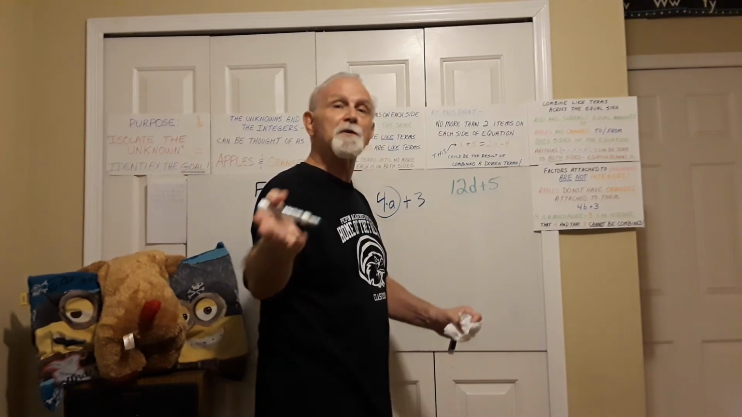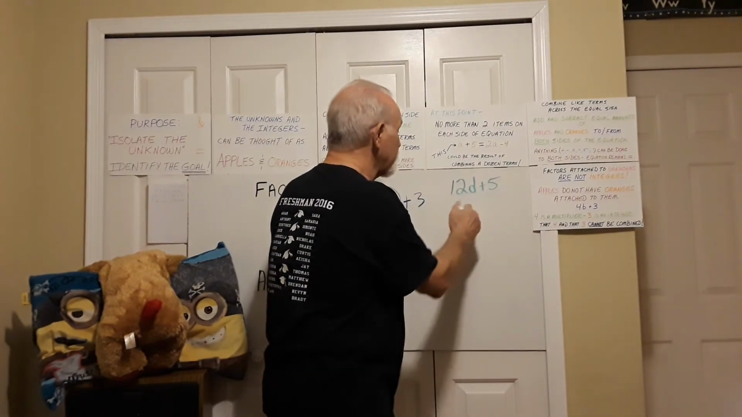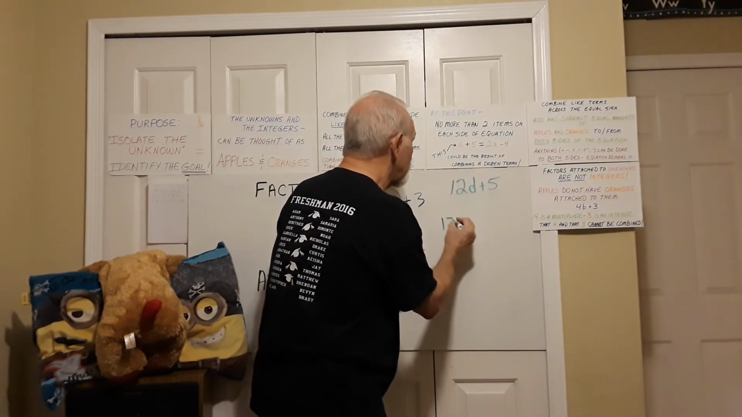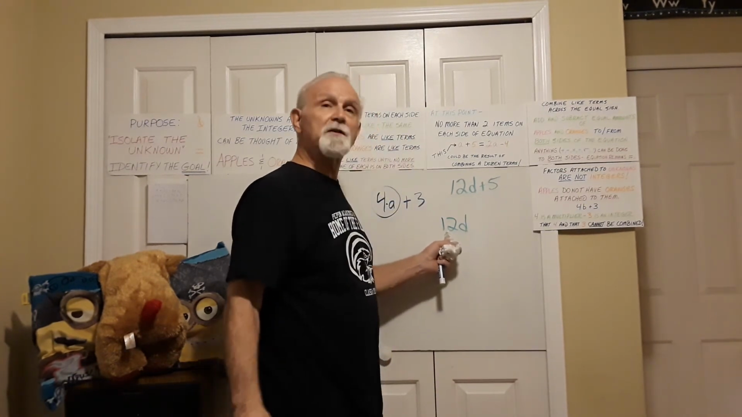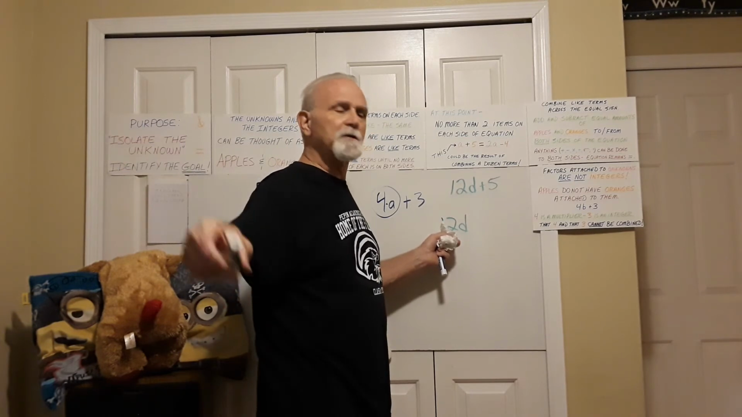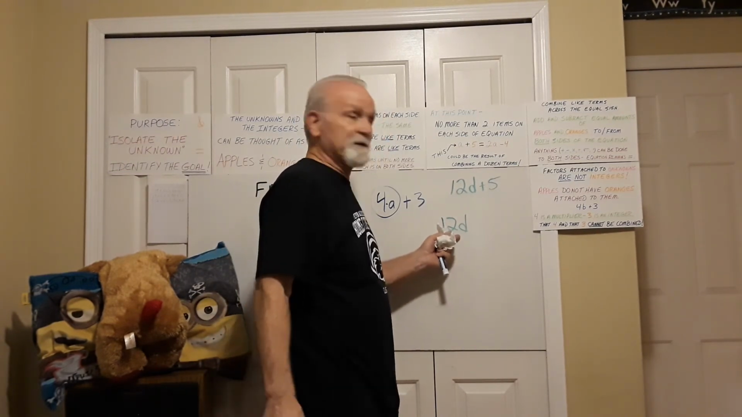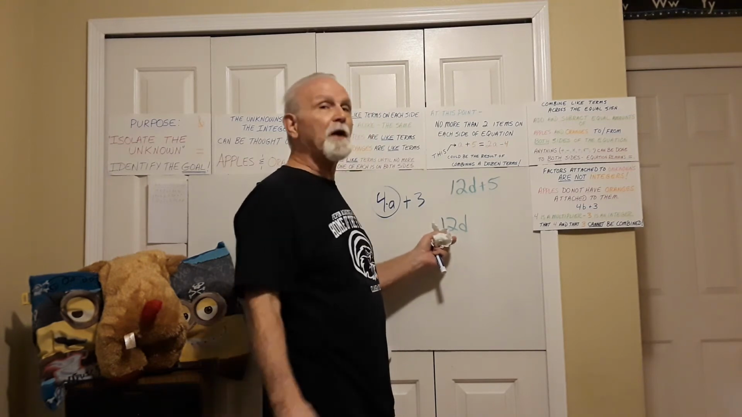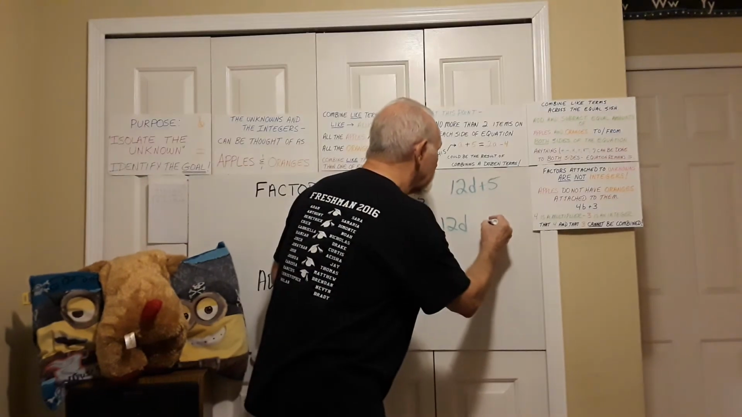Some of your classmates, some of the other people watching this may not get this yet. If you need to, think of it this way. This is 12D. Whatever D is, D might be the number of battleships in Norfolk, Virginia. We don't know what D is, but there's 12 of them, okay? And we want to add 5 to that.